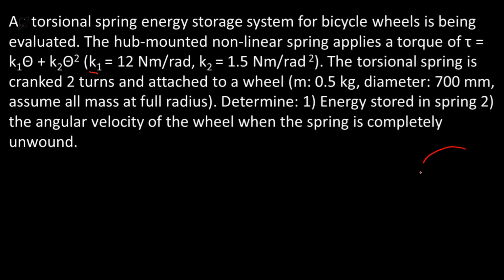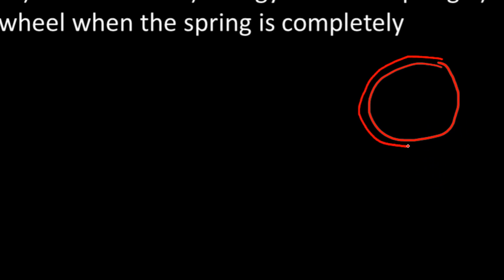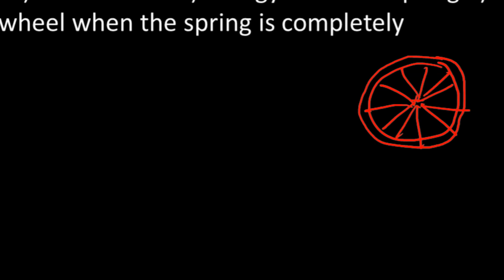I'm going to try drawing a bicycle wheel. They tend to be fairly thin, like the one in the classroom. They have spokes to minimize their mass, like that. And it says that our torsional energy storage system is hub mounted. So mounted on here, it just has a couple of wraps, and then maybe some type of a pin like that. So when we crank it, it keeps wrapping up.